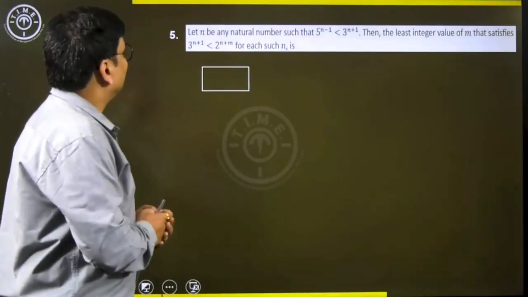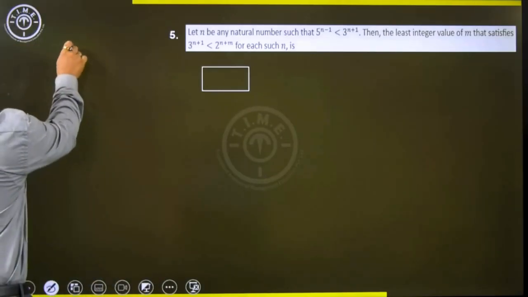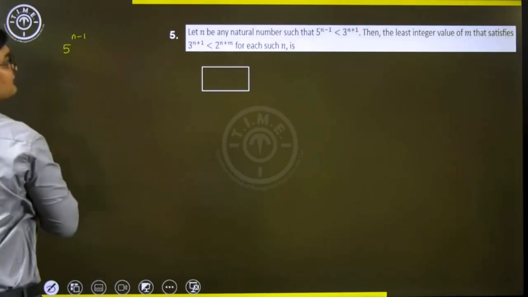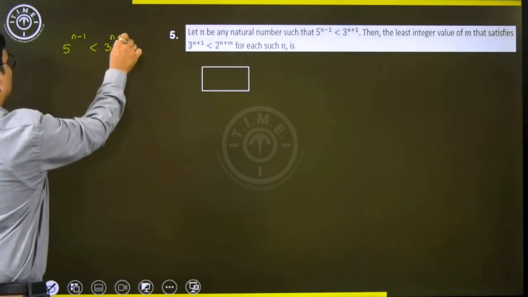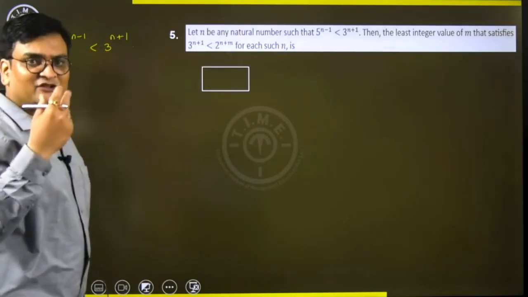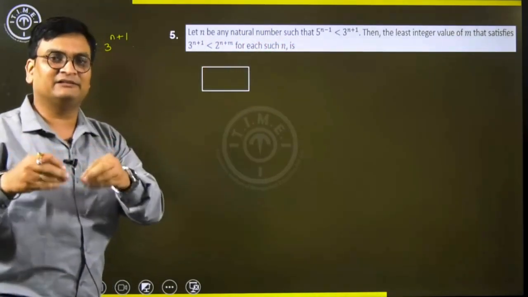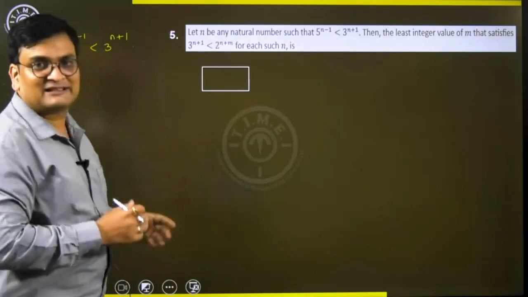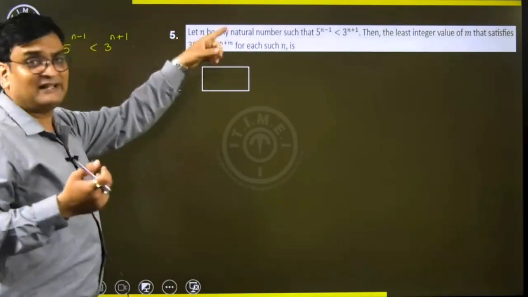He says let n be any natural number such that 5 to the power n minus 1 is less than 3 to the power n plus 1. So n should be a natural number which should satisfy this. Now let's read the later part a little later. Let's focus on this inequality. For what values of n will this be true where n is a natural number?